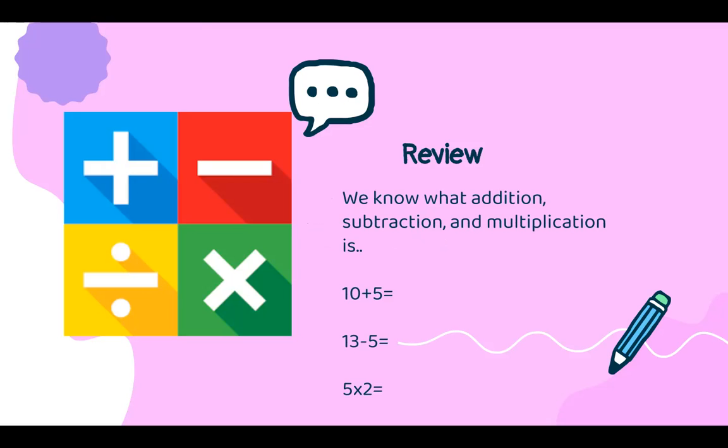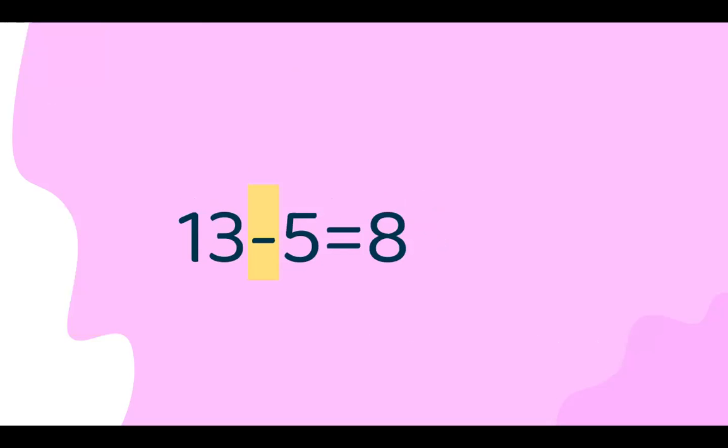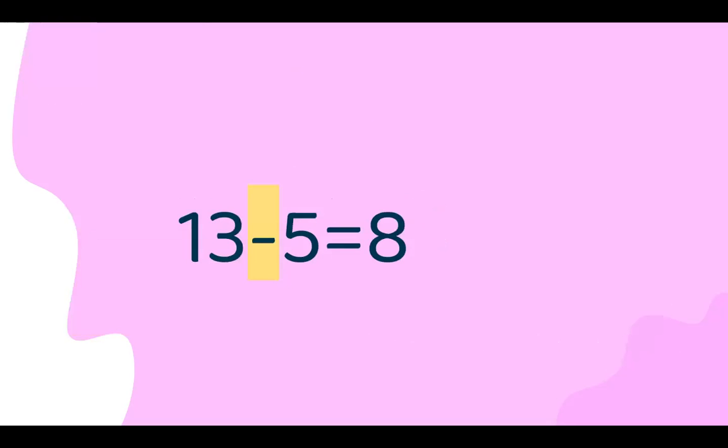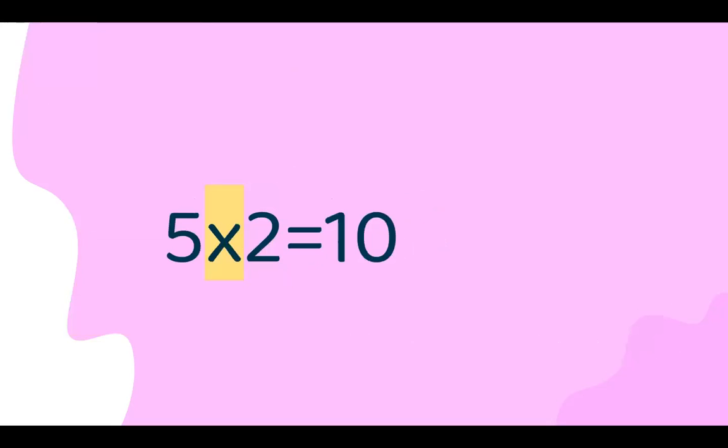Now the next one, 13 minus 5. Remember, minus means subtraction. When you guys are done, please raise your hand if you have the answer. Yes, 8. You guys are so good. And the last one is multiplication. 5 times 2. Remember, how many times does 2 go into 5? 10. Good job, guys. We are so good at those.